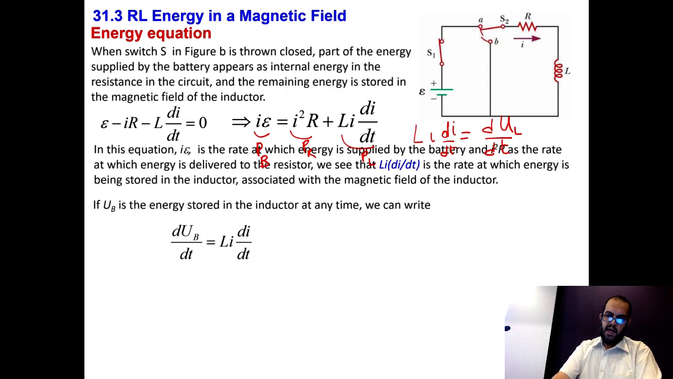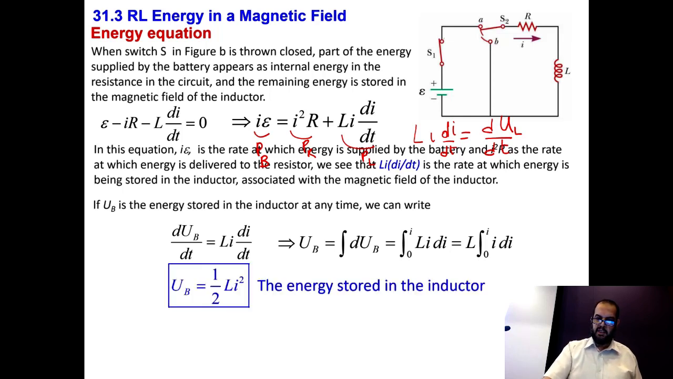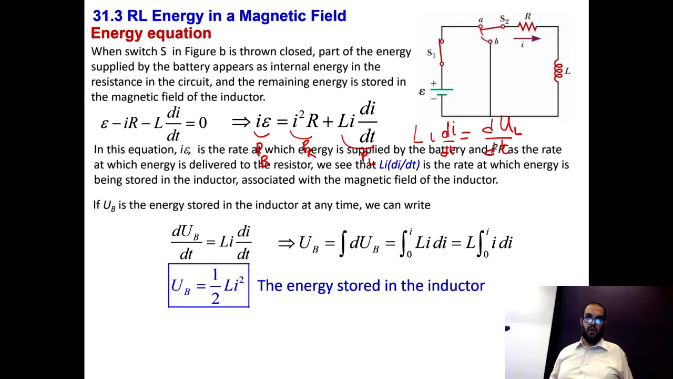Okay, so we can write here that the derivative of the energy stored in the inductor with respect to time, which is the power, is equal to Li di/dt, and we can integrate both sides to determine the energy in the inductor. It's a simple integral, the integral from 0 to I of Li di, and when we do that we find that this is equal to 1/2 Li squared. The energy stored in an inductor is equal to 1/2 Li squared.